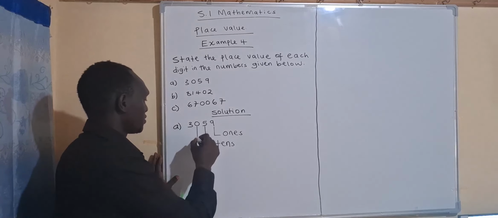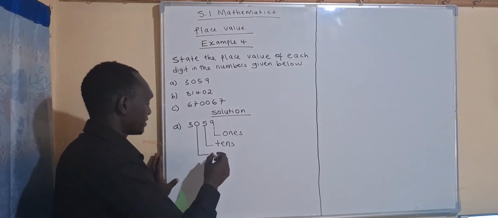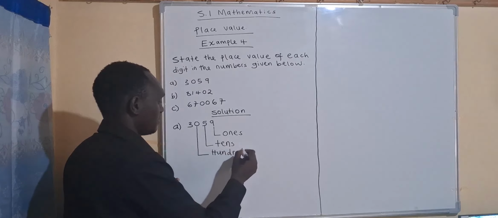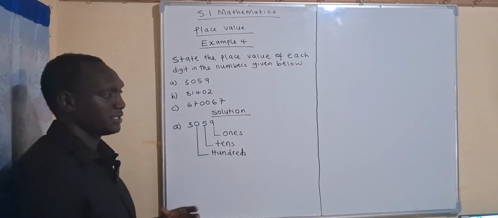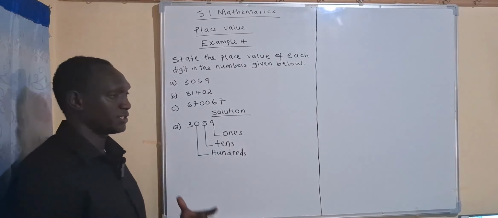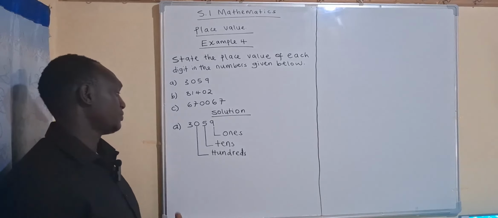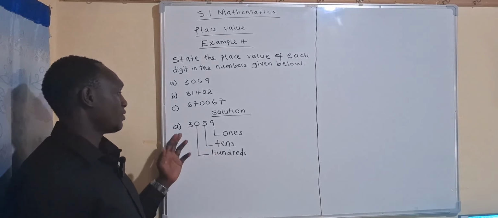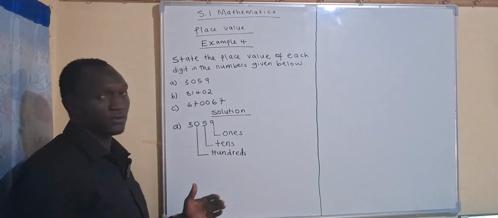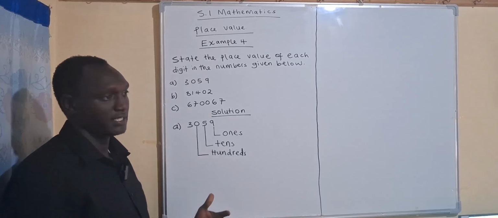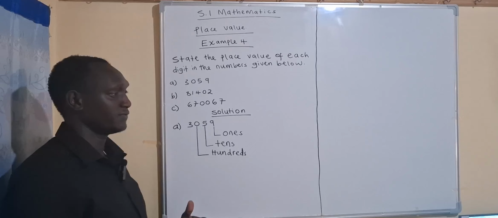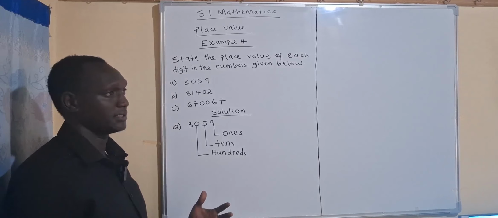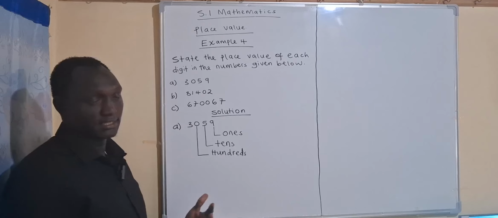And then we come to 0. The place value for 0 in this case is hundreds. Why? Because 0 is located in the position which has been assigned to hundreds. This means that in this number we have 0 hundreds, or simply there are no hundreds in this number. So hundreds are occurring 0 times, which implies that they are not occurring at all.